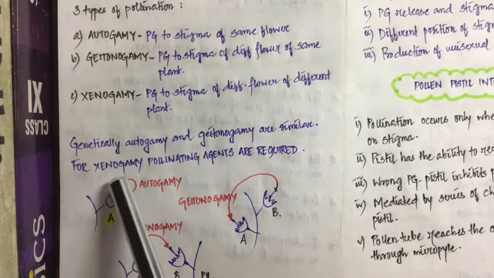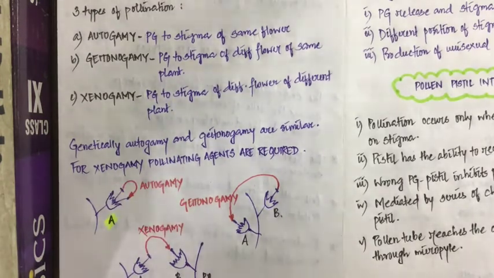Here you can see that the transfer is occurring within the same flower. Such kind of pollination is called autogamy. When the transfer of pollen grain is occurring from the anther to the stigma of the same flower, it is called autogamy.